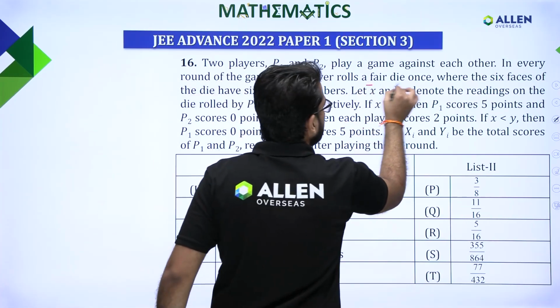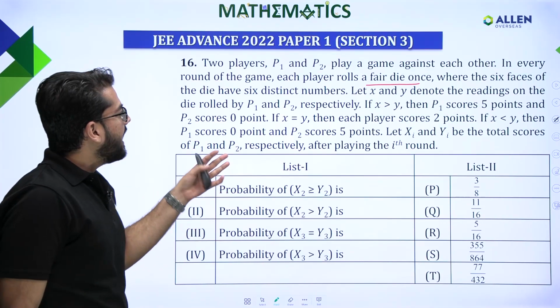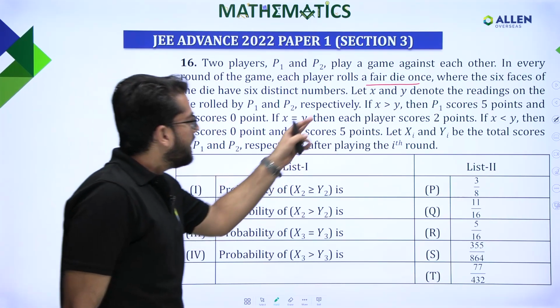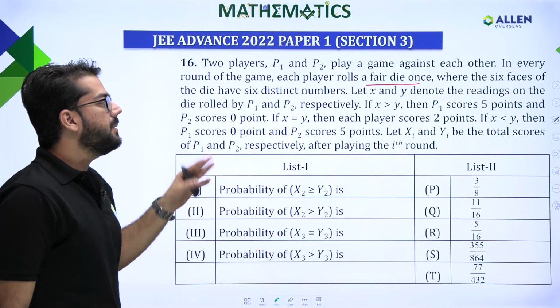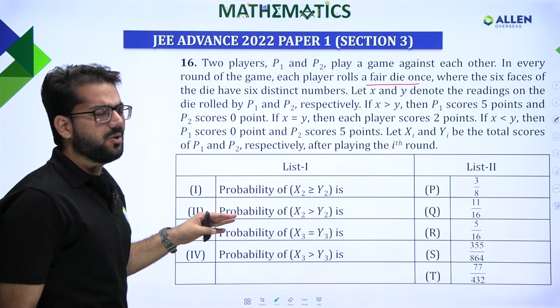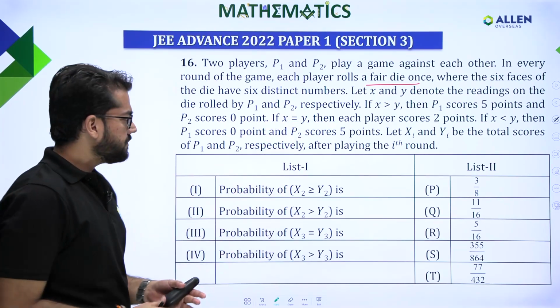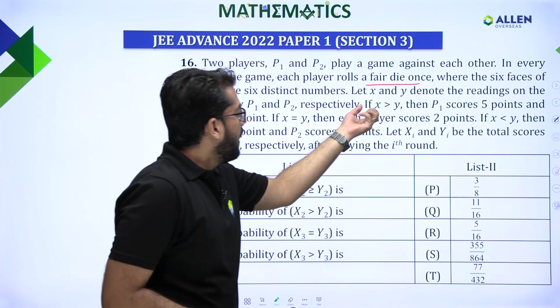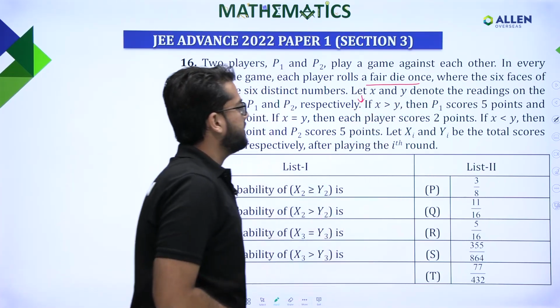Important things: we have the die, where the six faces have six distinct numbers, obviously. Let X and Y denote the readings on the die rolled by P1 and P2. So actually they are talking about, let's say, a name of P1 and P2 for the two cases. Now the conditions start from this line.